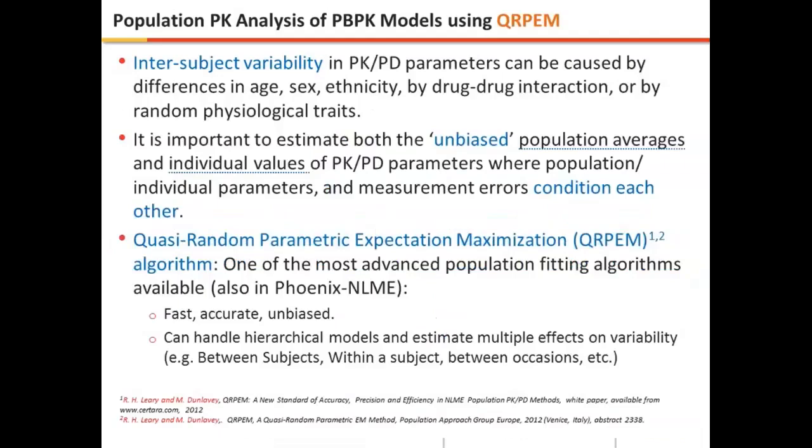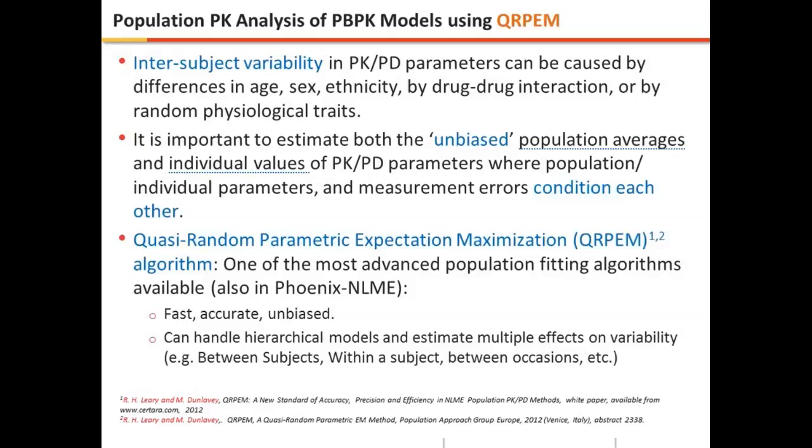So to go through briefly the population fitting method we introduced in Simcyp version 19. The inter-subject variability in PBPK parameters can be caused by differences in demographic variables like age, sex, ethnicity, or by drug-drug interactions, or by random physiological traits as well. So in this context, it is important to estimate both the unbiased population mean values and also the individual estimates at the same time of the PK/PD parameters.